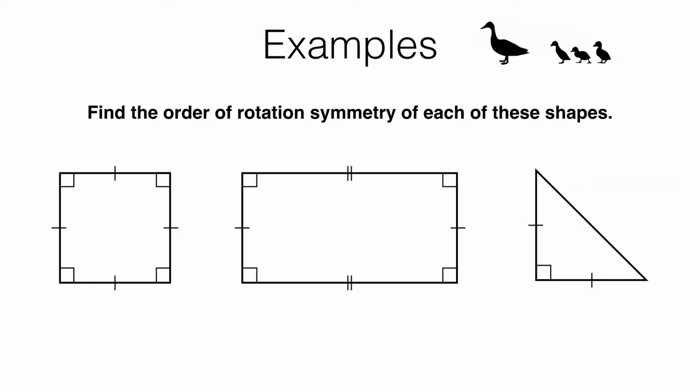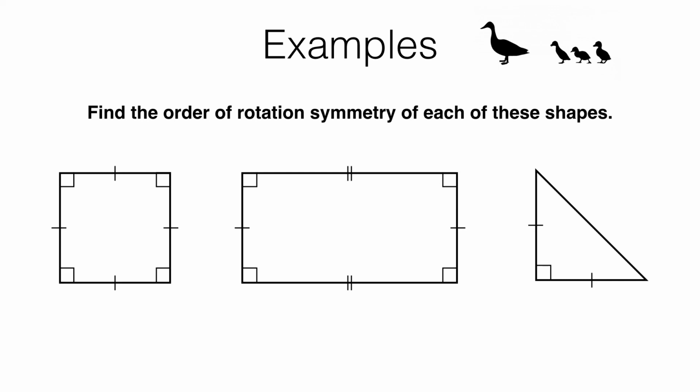Now that we know what order of rotation symmetry means, you should be able to have a go at these questions for yourself. We have a square, an oblong, that is a rectangle that is not a square, and then we have an isosceles right angle triangle. Pause the video and see if you can work out the answers to these.